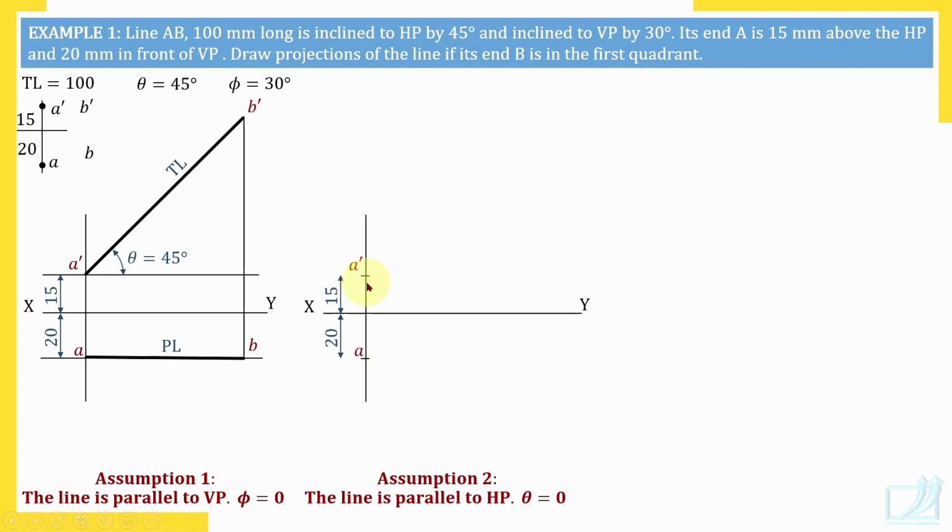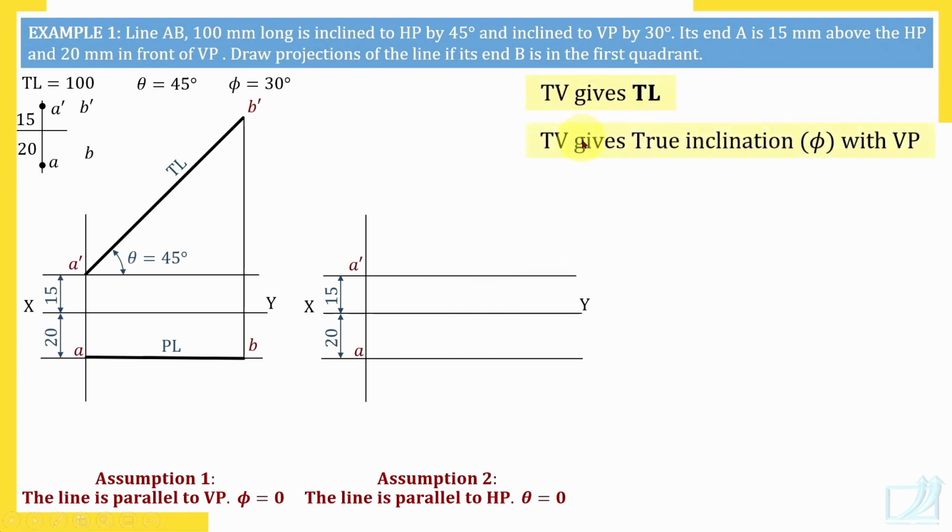Draw horizontal lines through A dash and A. So same thing what we did here in the first stage. So in this case, what we know is top view is true length, top view gives true inclination with VP, and front view is parallel to XY line. What is true inclination with VP? 30 degrees. So let's measure 30 degrees at point A.